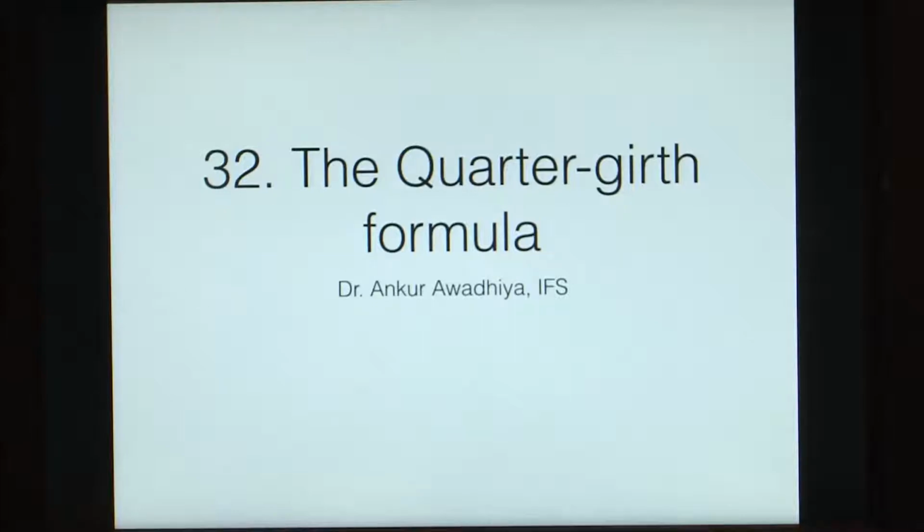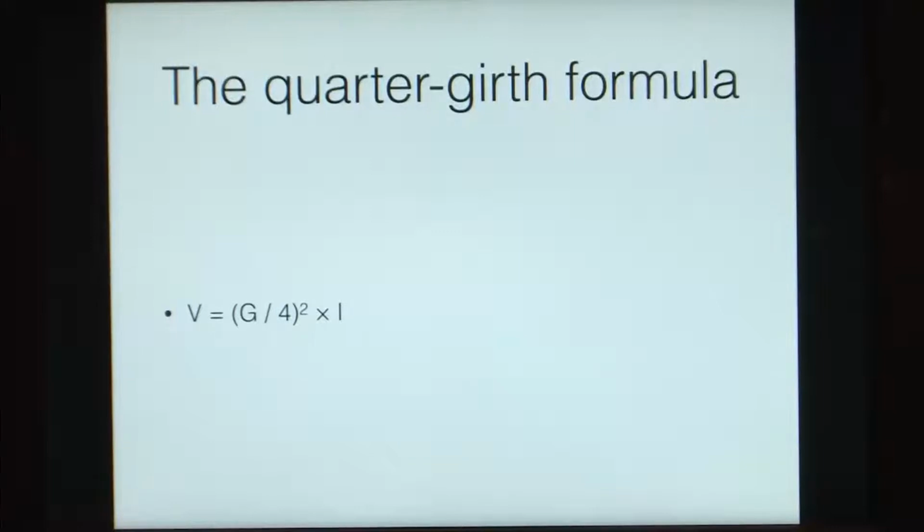Now, quarter girth formula is a formula for a quick estimation of volume. So, let us look at the formula itself before beginning its discussion. So, this is the quarter girth formula as you can see on your screens now. The quarter girth formula is given by (G/4)^2 into L. Now, G in this case is the girth of a solid.